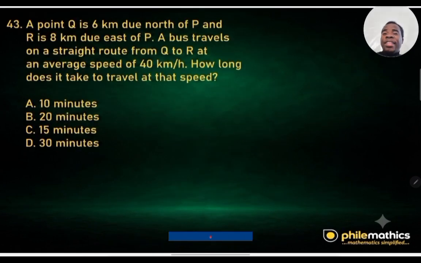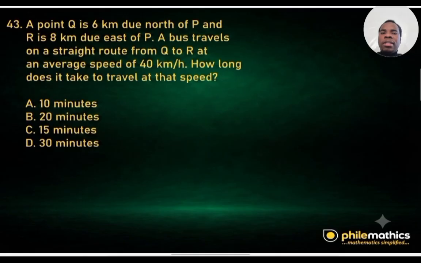This is a question that connects bearing, speed, and Pythagoras theorem in one. It says a point Q is 6 kilometers due north of P, and R is 8 kilometers due east of P. A bus travels on a straight route from Q to R at an average speed of 40 kilometers per hour, how long does it take to travel at that speed?